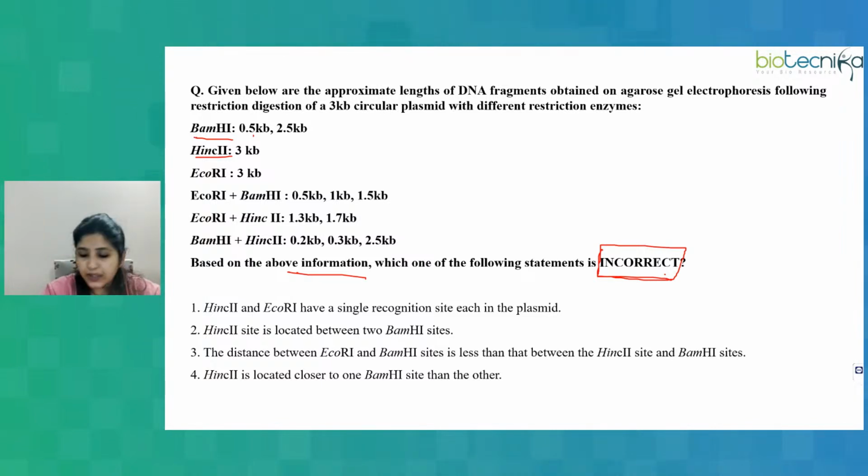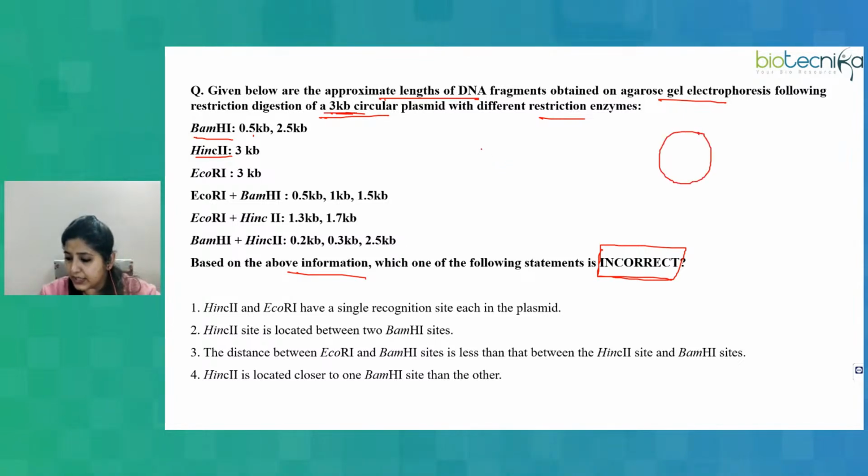Yes, quickly give me the answer for this question. You have the approximate lengths of DNA fragments obtained on agarose gel electrophoresis when you perform the restriction digestion of a 3 kb circular plasmid with different restriction enzymes. The total size of the plasmid is given, and you can see it is circular, not linear.